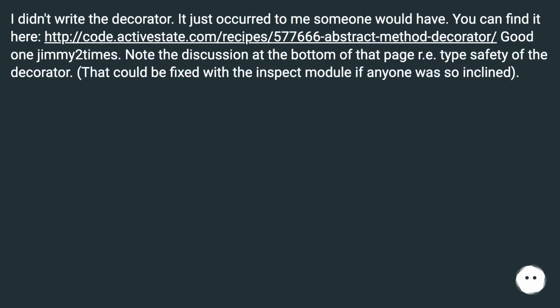I didn't write the decorator. It just occurred to me someone would have. You can find it here, this URL, good one Jimmy. Note the discussion at the bottom of that page regarding type safety of the decorator. That could be fixed with the inspect module if anyone was so inclined.